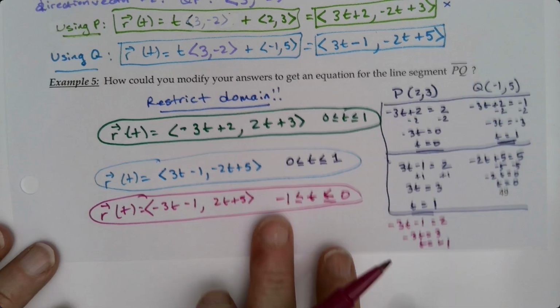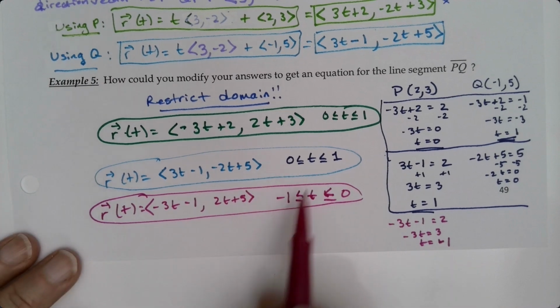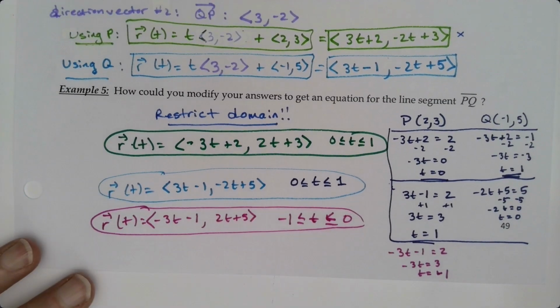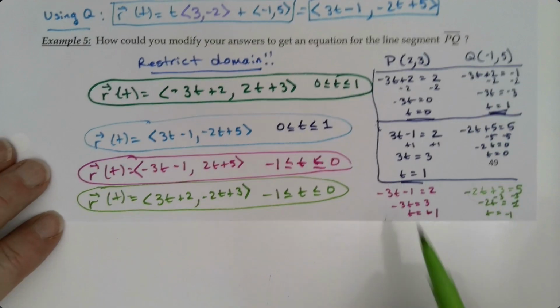But you could do it with the pink one, it'd be negative. And the green one's the same way. It'll end up being a negative t value. So all of them can work if you restrict your domain enough. So there it is for the green one too.